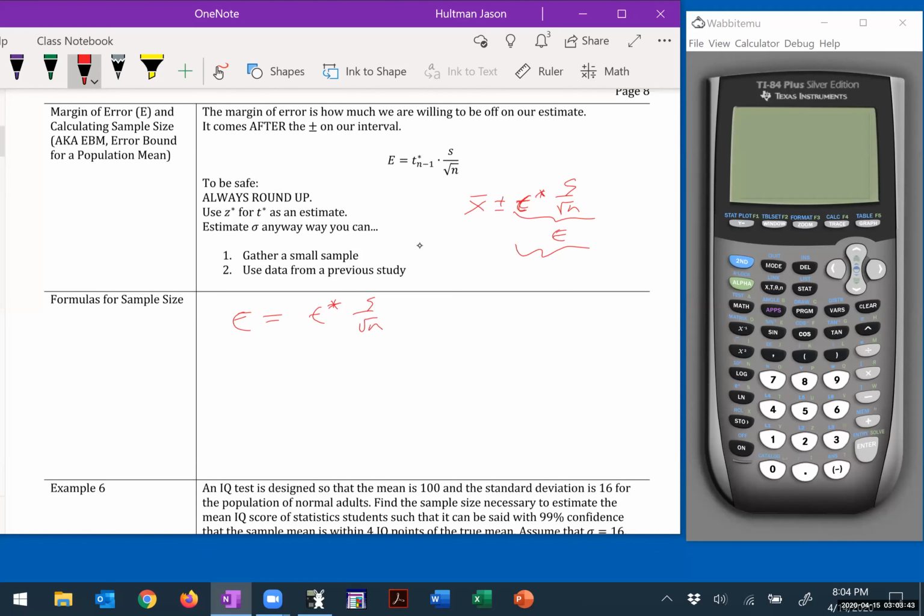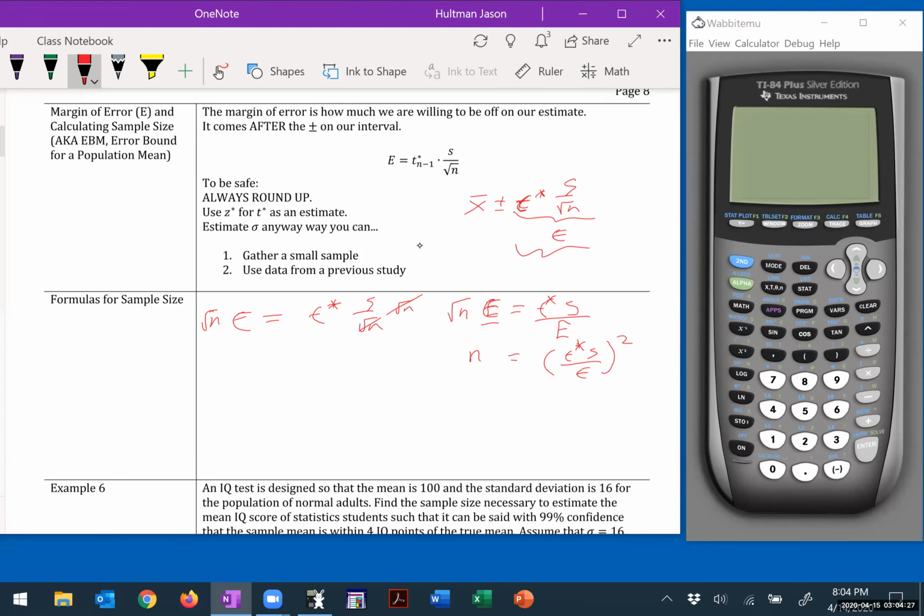Don't get all freaked out on me when I start doing the algebra. We get the square root of N times E is equal to T star S. Divide by E, that's the error, E, not T. So I get the square root of N is equal to T star S over E. So N is equal to T star S over E, squared.